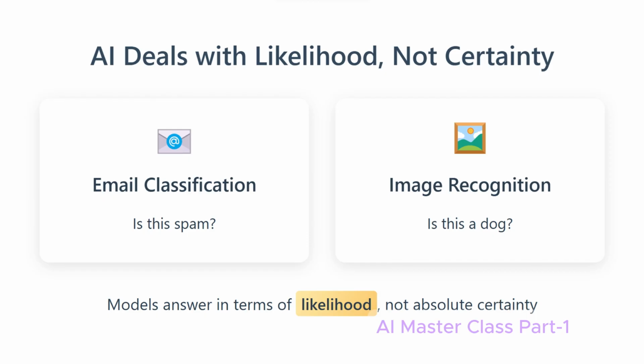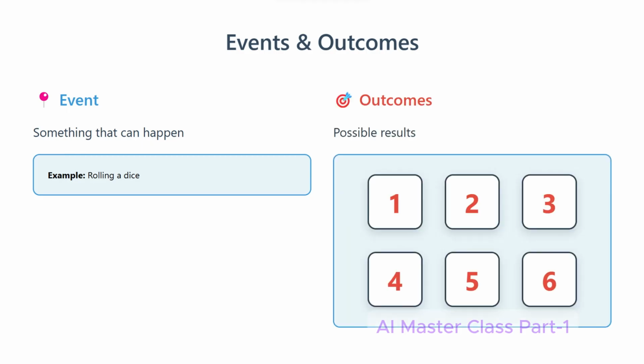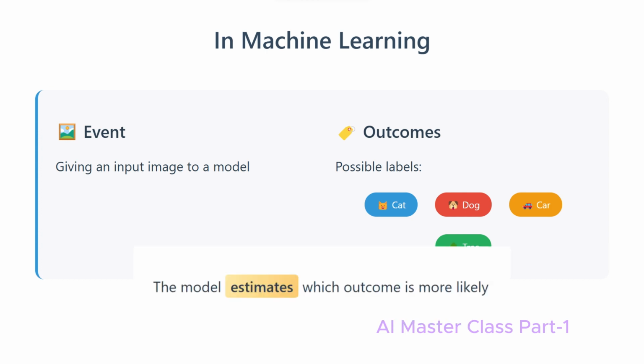Now let us try to understand this with events and outcomes. An event is something that can happen, and outcomes are the possible results. For example, in rolling a dice, the event is rolling the dice, and the outcomes are the numbers 1 to 6. In machine learning, the event might be giving an input image to a model, and the outcomes might be labels like cat, dog, car, or tree. The model doesn't know the answer, it just estimates which outcome is more likely.